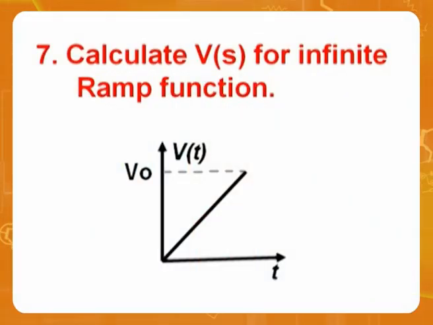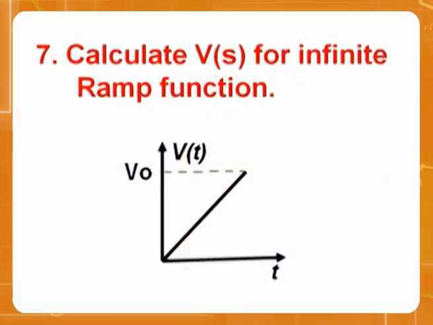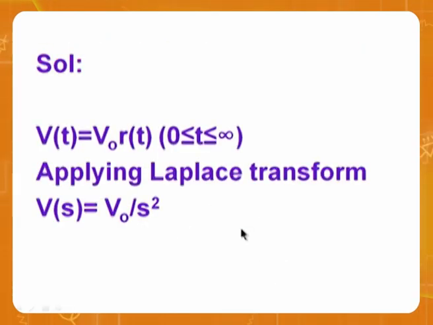Now let me take you to the ramp styles. I have divided my lecture into basically 2 things: step and related functions, ramp and related functions. Now calculate V of s for the infinite ramp function. This is a ramp. This is infinite because I said it goes on. So as you see, you can say V naught r of t from 0 to infinity. If you apply Laplace transform, ramp is 1 by s square. So V naught by s square is your answer.